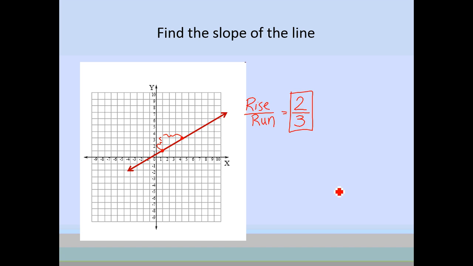You wouldn't want to write this as the decimal equivalency because then you'd end up rounding, and if we were going to compare to other lines, we would have an inaccurate measurement there. So leave that as a fraction. And that's how we would use that rise over run idea. Many times, however, you used other formulas when necessary.